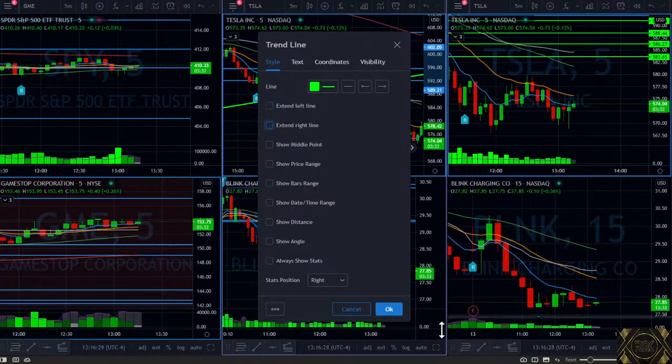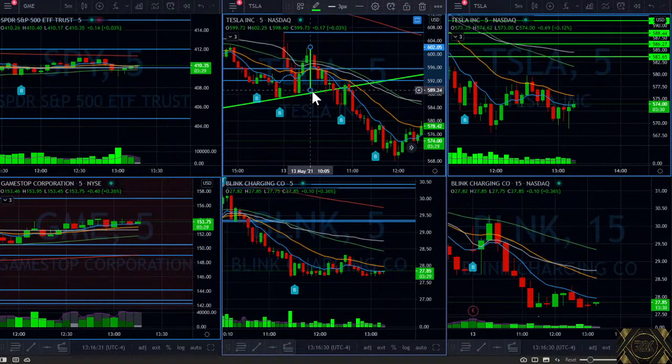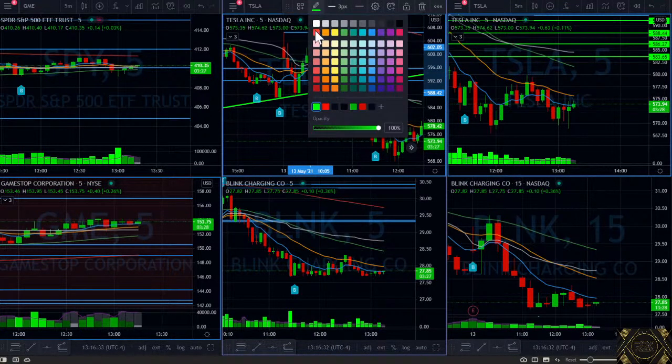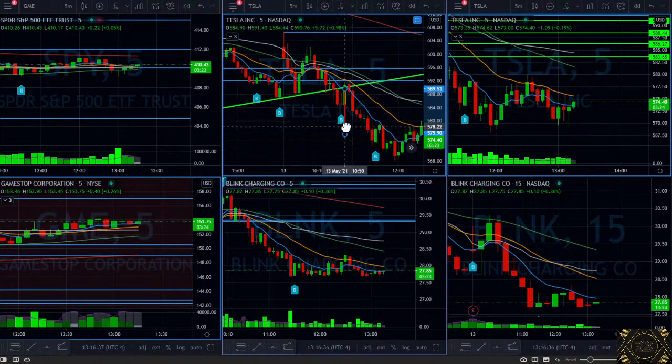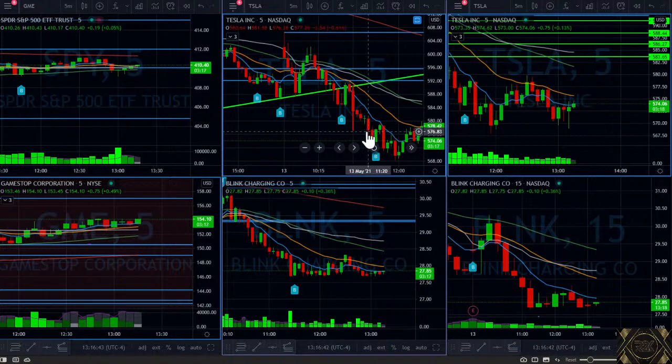Line, extend. All right, so now we have this little line right here, and all we have to do is, I'm going to make this red. We just pull it down to wherever it breaks. So this is the break right here. So we have 576. And you can see exactly that there was a bounce from right there.